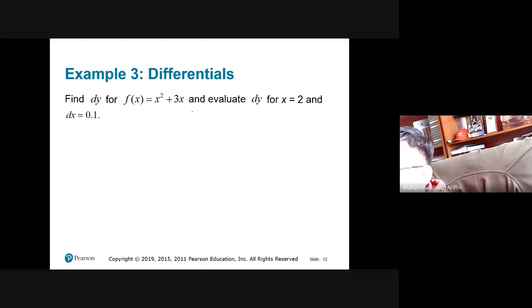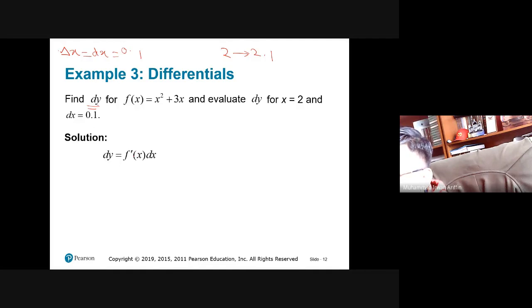Let's say we have this example. We have this function f of x equals x squared plus 3x, and evaluate dy for x equals 2 and dx equals 0.1. This is similar to the previous example where our x changed from 2 to 2.1. So we know that delta x would be equal to dx, which equals 0.1. So now we want to find dy.